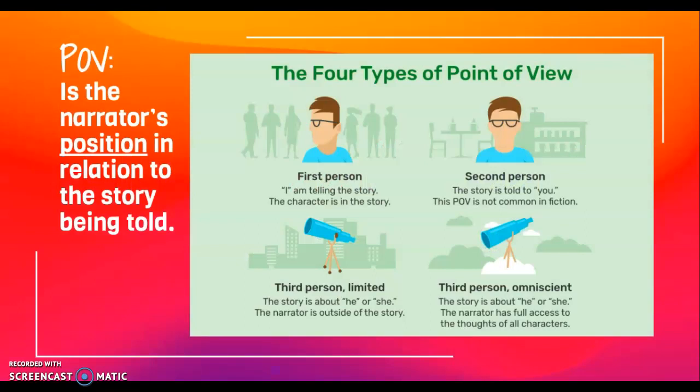Point of view is, of course, the narrator's position in relation to the story being told. So the question you want to ask yourself is, who is telling the story and from what vantage point? So we have 4 different types of point of view here on this image. We have first person, second person, third person limited, and third person omniscient. Let's break down how each of these are different from each other.